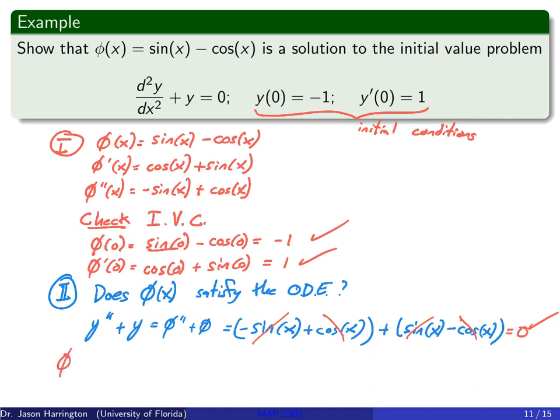So phi is a solution to the initial value problem. And typically, don't forget, I'm going to use IVP for initial value problem. So really the only difference between checking an initial value problem and the previous part is you have to make sure that the function works with the initial conditions.